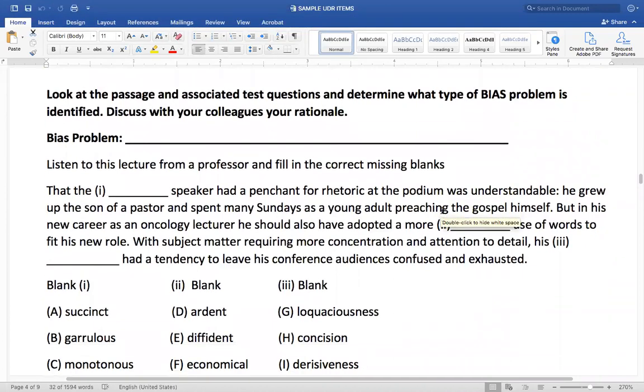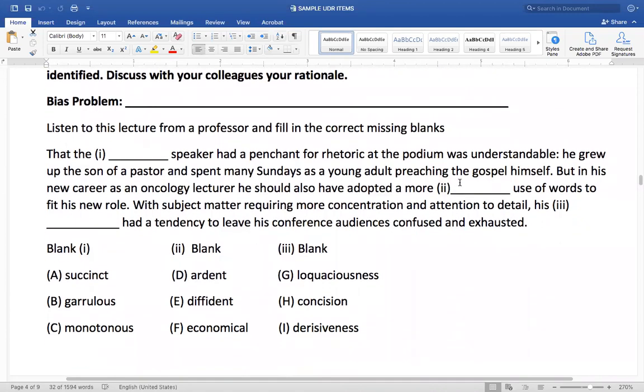Look at the passage and associated test questions and determine what type of bias problem is identified. Discuss your rationale with your colleagues. Now this is interesting, look at this. Listen to this lecture from a professor and fill in the correct missing blank. Notice that this is a lecture, so that means this is a listening test. It says: the blank speaker had a penchant for rhetoric at the podium was understandable. He grew up the son of a pastor and spent many Sundays as a young adult preaching the gospel himself.